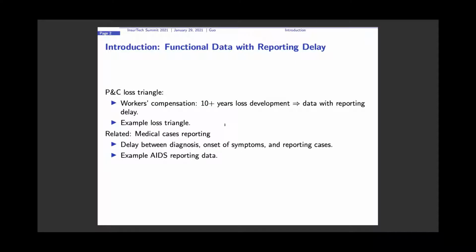Let me briefly mention some related cases of functional data with reporting delay. The P&C loss triangle is one main example. Another example is medical case reporting, because there is a delay between the onset of symptoms and the reporting of cases. So symptoms happening at the same time are reported at delayed lags.